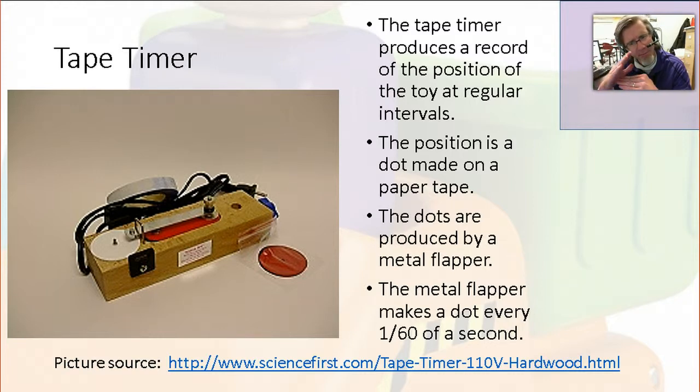The dots are made by a little flapper that goes up and down. The flapper hits some red carbon paper, some red marker paper, and the important thing to note is that the flapper makes a dot every 1/60th of a second. So pretty fast. We are sampling motion, still discretely, like every measurement is independent, but we are sampling rather fast, so be prepared for that.